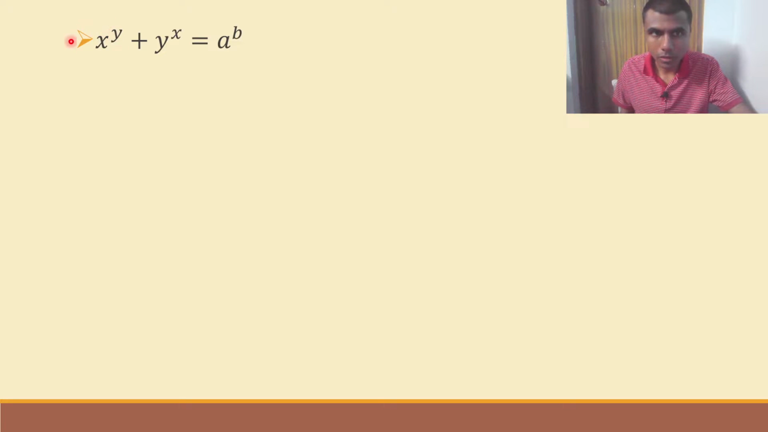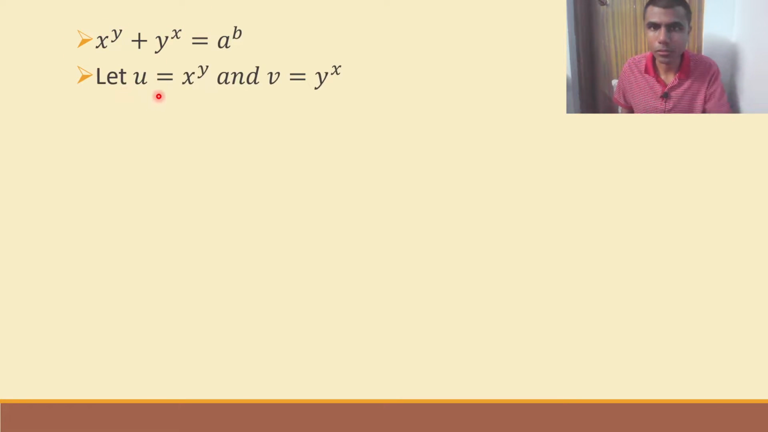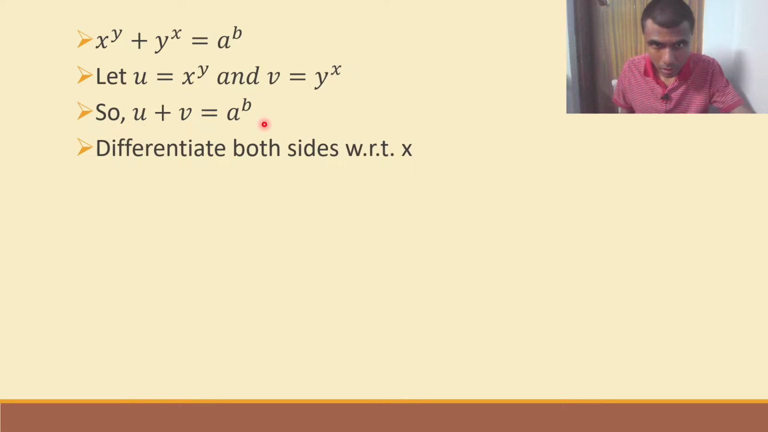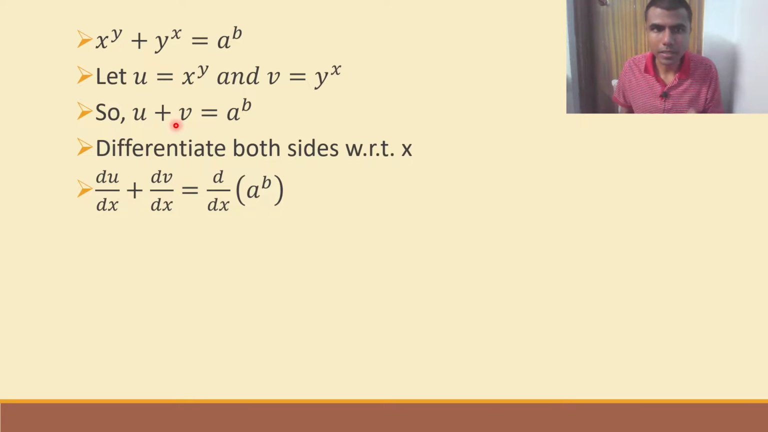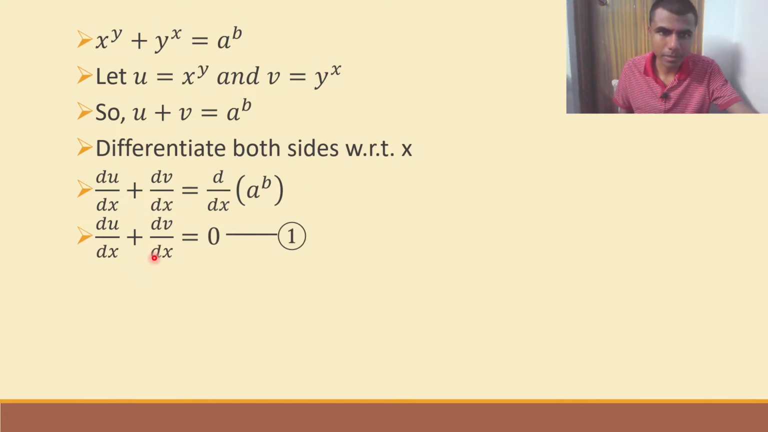So first, I'm going to take this as u and this as v. Let u is equal to x power y and v is equal to y power x. Now in place of this I can write u, in place of this I can write v. So u plus v is equal to a power b. Now differentiate both sides with respect to x. So what I get is du by dx plus dv by dx is nothing but the derivative of a power b. Now a power b can be treated as a constant, so the derivative of a power b is 0. So du by dx plus dv by dx equals 0. Take it as equation 1. We are going to use it at a later stage.